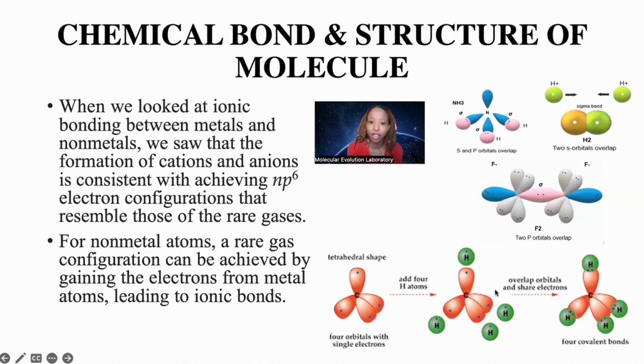Here we have the hydrocarbon, which has a tetrahedral shape. This goes into molecular geometry, and we have overlapping of the orbitals and shared electrons. Here we also have difluoride, where two p orbitals overlap. Here we have ammonia, where hydrogen bonds form by s and p orbitals overlapping, and we have a sigma bond formed by a covalent bond between two hydrogen atoms.